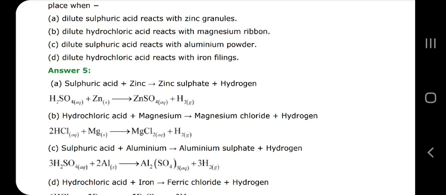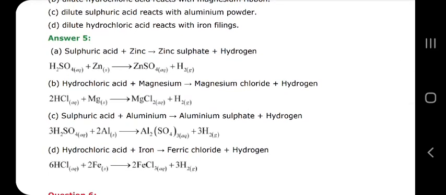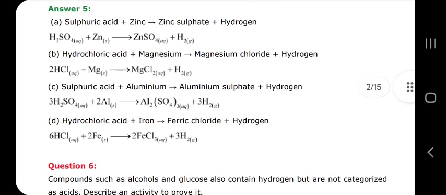After the reaction we get zinc sulfate and hydrogen gas. Hydrochloric acid reacts with magnesium, then we get magnesium chloride and hydrogen gas. Sulfuric acid reacts with aluminum, then we get aluminum sulfate and hydrogen gas. Hydrochloric acid reacts with iron, then we get ferric chloride and hydrogen gas.